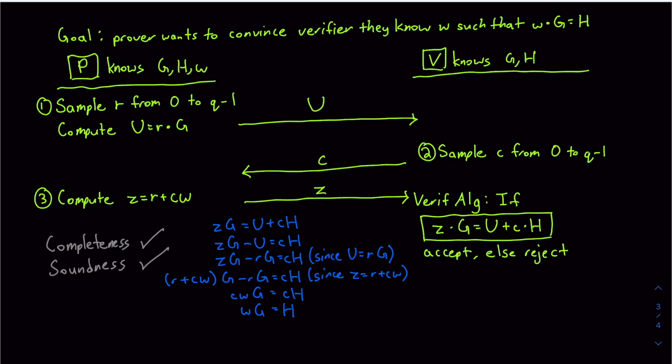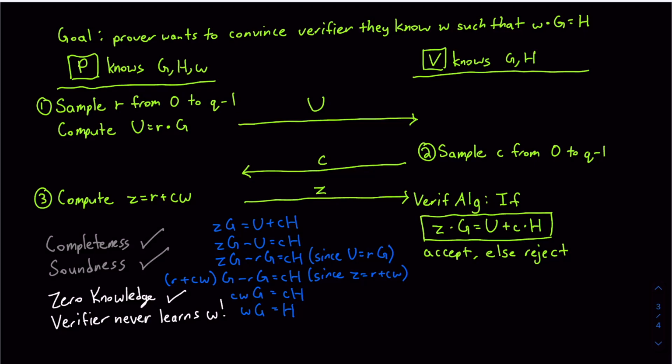Even better, on top of that, this protocol is zero knowledge. The verifier only sees U and Z, and whether the prover passes the check or not. They never learn R, and more importantly, they never learn W. Even though the verifier knows C and Z, the hardness of the discrete logarithm problem means that they cannot recover R from U equals R times G, and without R, they can't solve for W from Z equals R plus C times W. More precisely, this protocol is honest verifier zero knowledge. That means it's zero knowledge as long as the verifier is following the rules, in this case actually choosing the challenge C uniformly at random.